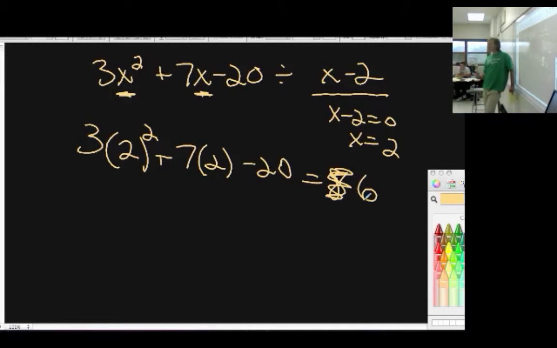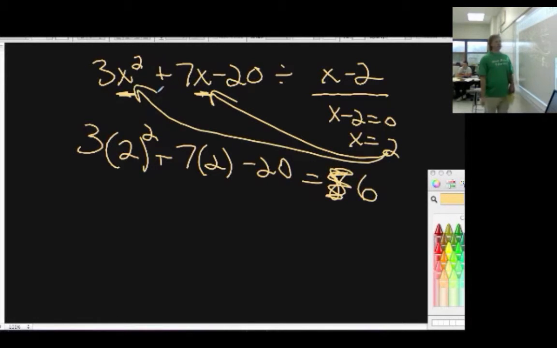All right, so if you want to find the remainder, you just set the thing you want to divide by equal to 0, solve, and then plug that number back in for any x's in here. Can I move on? That's the easiest part of the day.